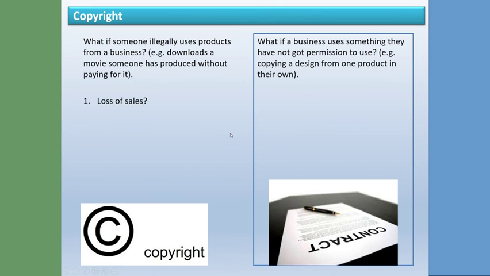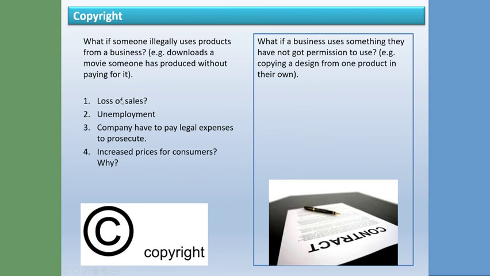And I think a few more issues here. So loss of sales could be an issue. Unemployment: if the business has to go out of business, it can create unemployment. The company will have to pay legal expenses if they want to prosecute you, so they can lose money, and it may increase prices. If you are downloading movies and they're losing money, then chances are they want to recoup that money. They may put the price up, so the people that do buy DVDs and movies will have to pay more for them. And that might mean fewer products are produced due to smaller budgets, so fewer movies are made because they have to cover the costs of where they're losing.